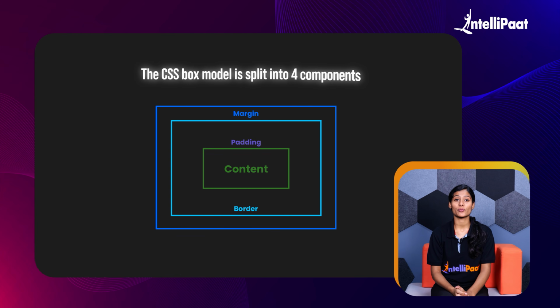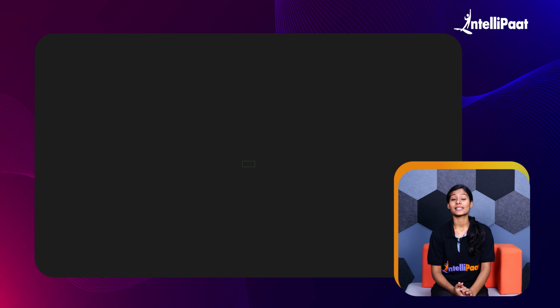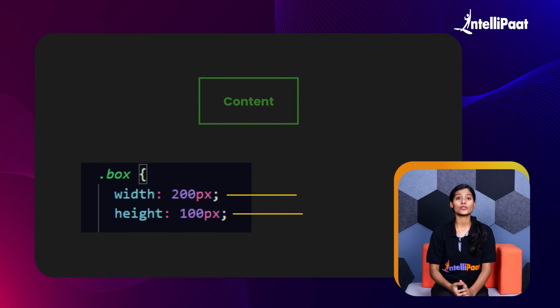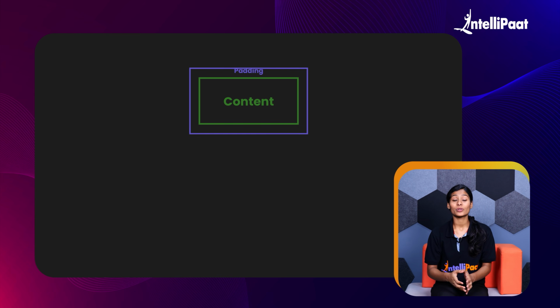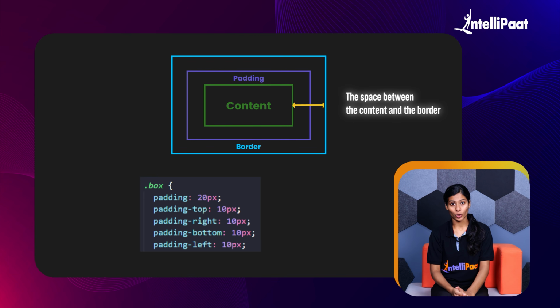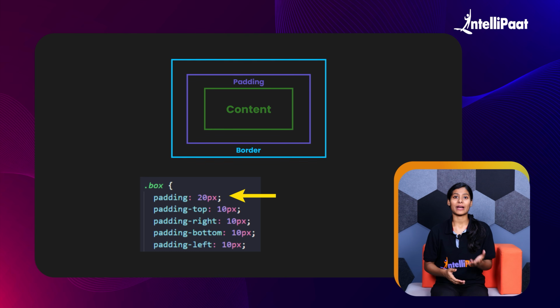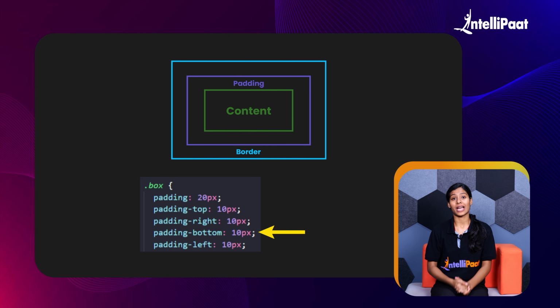The CSS box model is split into 4 components, starting with the innermost part where the content is enclosed. The size of this content area can be controlled using properties like width and height. Next, we have padding, which is the space between the content and the border. Padding can be customized on all sides using properties like padding, padding-top, right, bottom, and left.